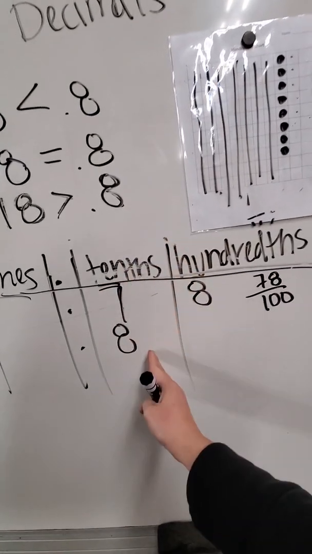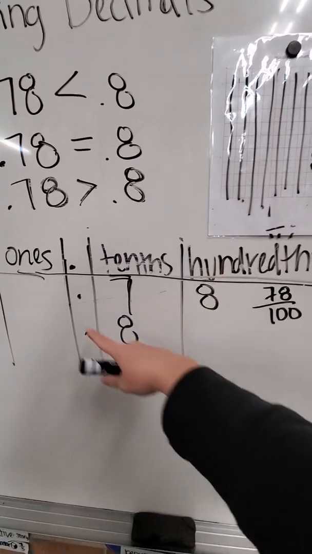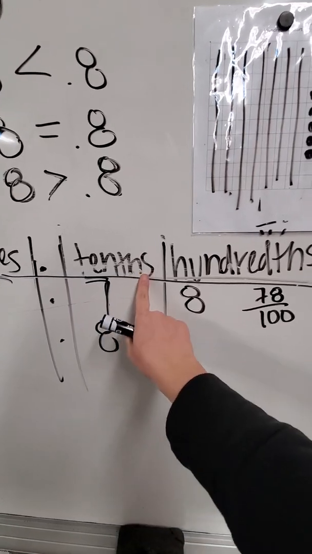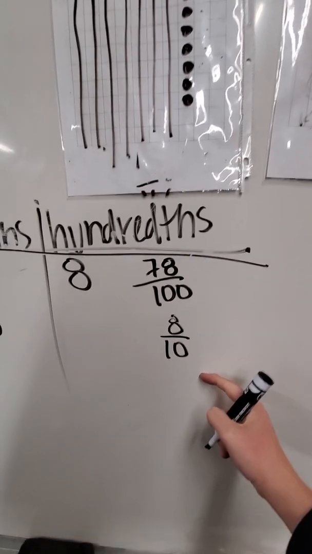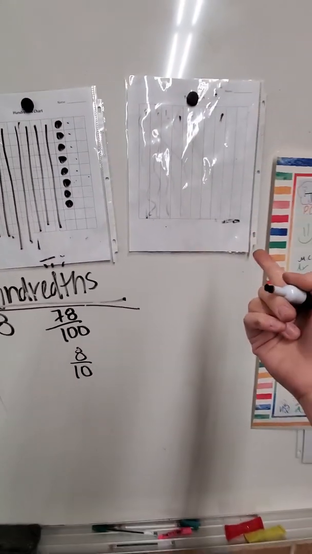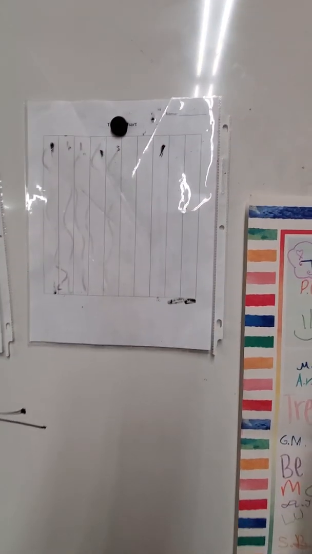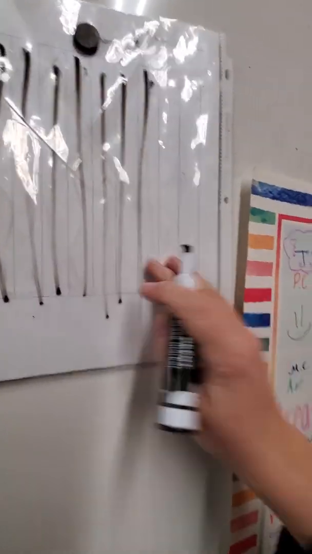And then we've got 8 tenths. Remember, I like to use my fingers when I read the place value. 78 hundredths, 8 tenths. So that would look like this as a fraction. And so I would use my tens, and this is just 10 pieces, and I would shade in 8 of them. 1, 2, 3, 4, 5, 6, 7, 8.